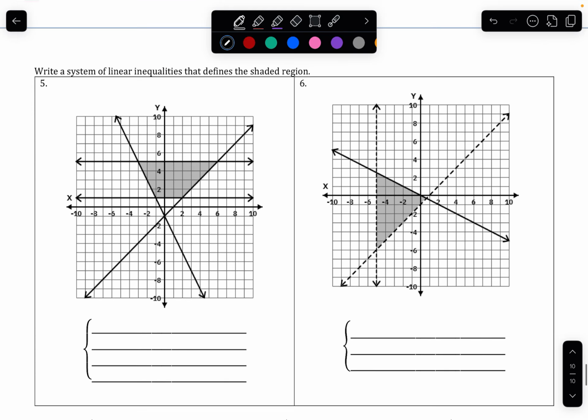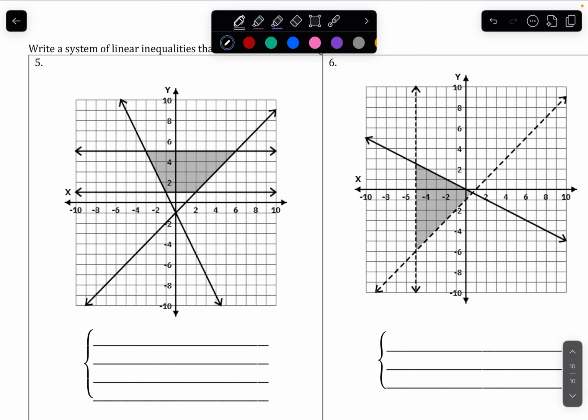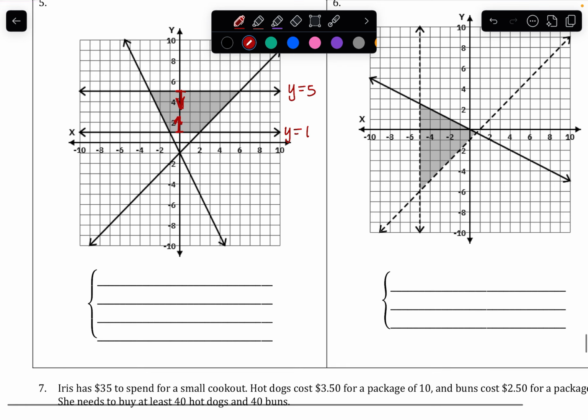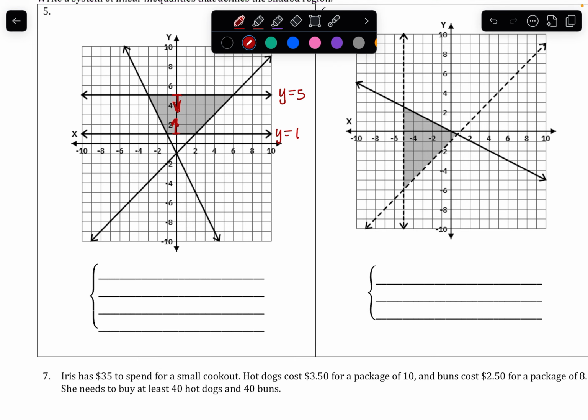Okay, and so for these next two, we are going to write the system of inequalities that we are given in the graph. Okay, and so I like to start by writing the boundary lines. And so remember, these horizontal lines are y= equations. Okay, and so this would be y=1. This would be y=5. Okay, notice we are below the 5, but above the 1. And so you can think of this as sandwiched between 1 and 5.